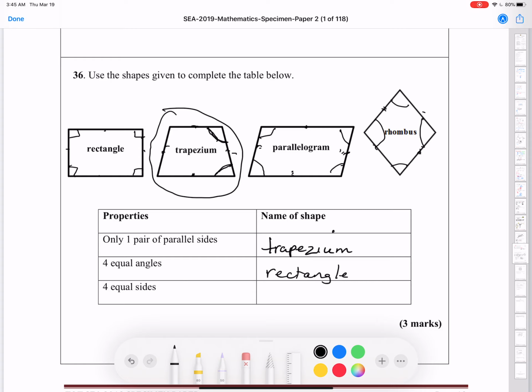And 4 equal sides. Okay, we can see the rhombus is made up of 4 equal sides. Children, please learn to spell these words. RHOMBUS, rhombus.